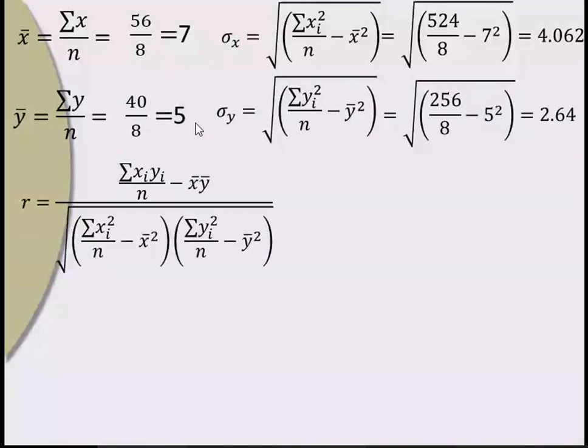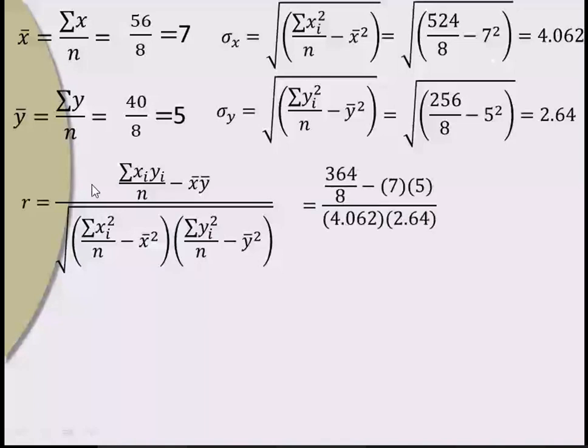Now use the formula for r. R is summation of xy divided by n minus x bar into y bar, divided by the square root of summation xi square by n minus x bar square, into the square root of summation yi square by n minus y bar square. If you want, you can put the summations from the table, or since the square root of each term is nothing but sigma x and sigma y, you can use these values of sigma directly.